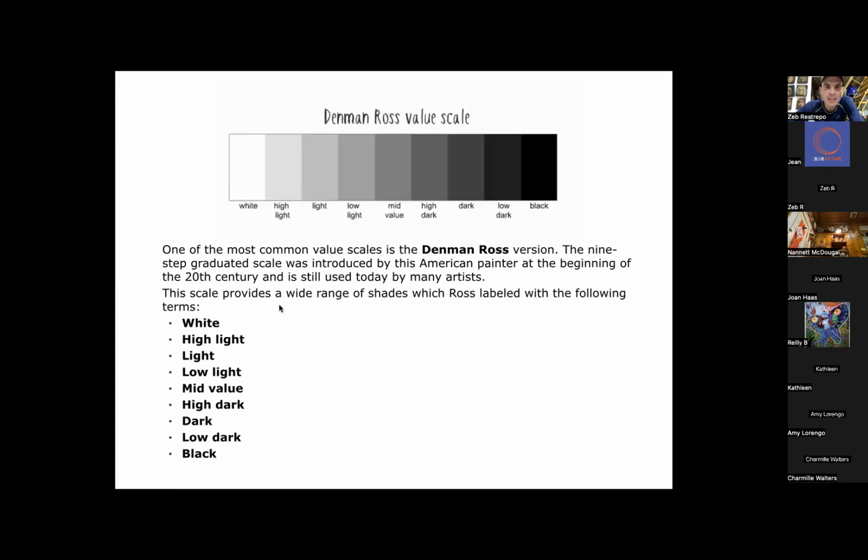And then technically, the Denman Ross value scale is something that a lot of artists use, which is something that we will do today. We will try to create our own Denman Ross value scale, but it's one of the most common value scales. The 9-step graduated scale was introduced by this American painter at the beginning of the 20th century and is still used today by many artists. As I said earlier, there's white, highlight, light, low light, mid value, high dark, dark, low dark, and black, okay?